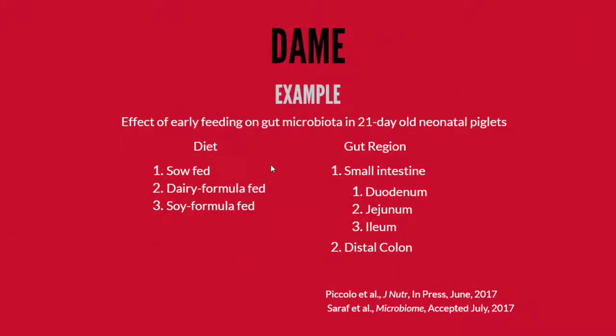I'm going to get in a demonstration here real fast, but I just want to make sure everyone's up to speed with the example data set that I'm going to be using. This is data that we recently published. We're at a nutrition center looking at early childhood nutrition. So this study was looking at the early effect of feeding on the gut microbiota in a neonatal piglet model. So there's 3 diets, a sow-fed group, so this is mother's milk for the pigs, and then 2 formula groups. And then we surveyed 4 locations in the gastrointestinal tract, so 3 sites in the small intestine and 1 in the distal colon.